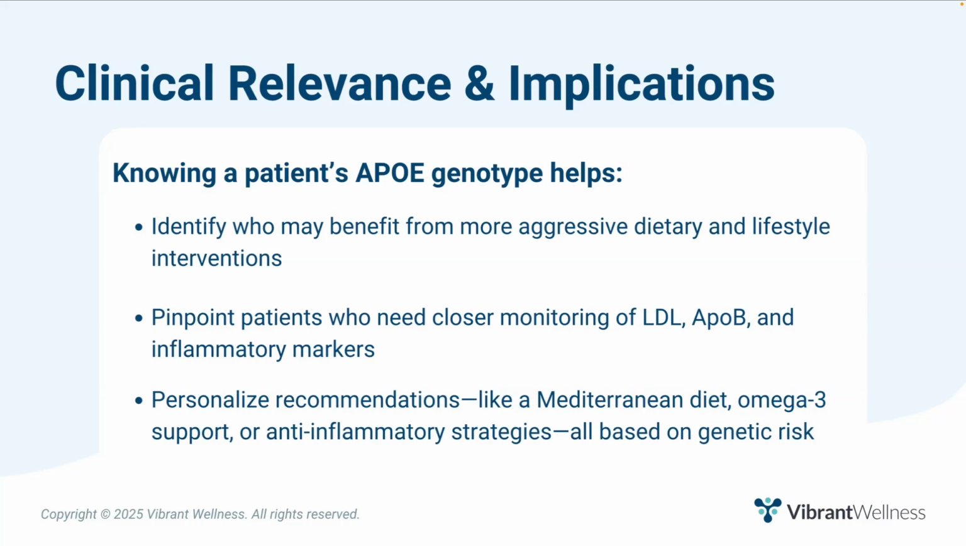Why does this matter? Because APOE genotyping, combined with blood biomarker testing, can provide an early warning system for individuals at high risk of cardiovascular and neurodegenerative diseases. For clinicians, knowing a patient's APOE genotype helps identify who may benefit from more aggressive dietary and lifestyle interventions. Also, it can pinpoint patients who may need closer monitoring of LDL, ApoB, and inflammatory markers, as well as personalized recommendations like a Mediterranean diet, omega-3 support, or anti-inflammatory strategies, all based on genetic risk.